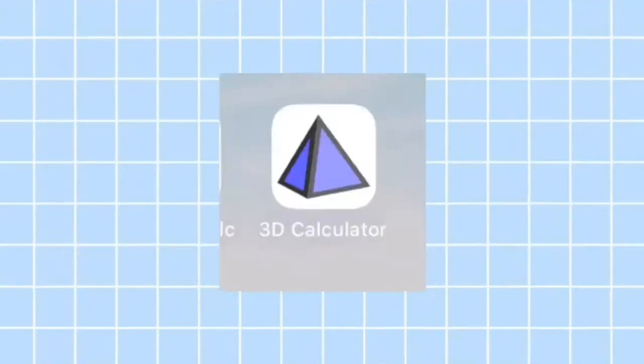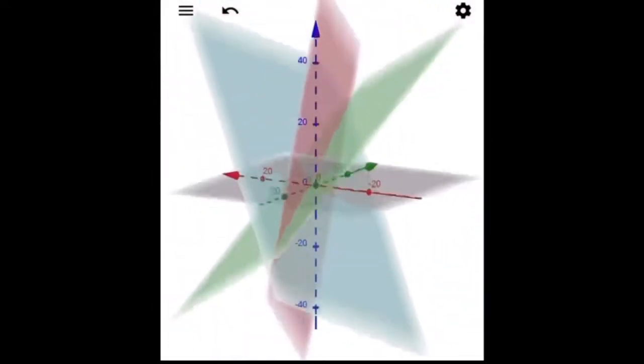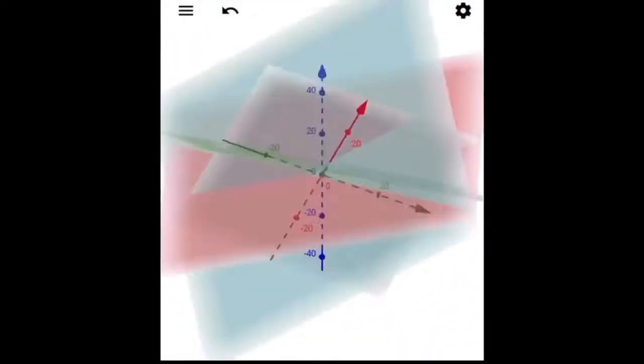To prove it to you, I am going to use a 3D graph calculator to show you how it looks. As you can see, the planes overlap at one line, thus the graph has infinite solutions.